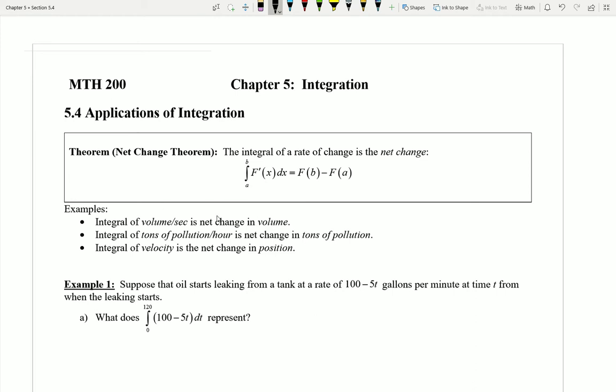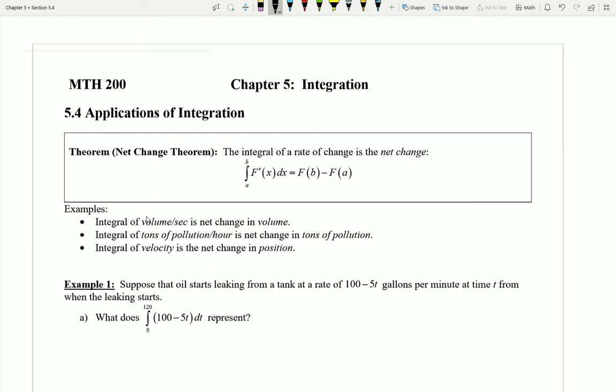Or maybe I integrate a function, capital F prime, that represents the tons of pollution produced an hour, maybe by a factory. And when I integrate this, what I'm going to end up with is a total amount of change in the tons of pollution that are produced. Or if I integrate velocity, which remember is a rate of change of position, then what I'll ultimately calculate is a change in the position of an item.